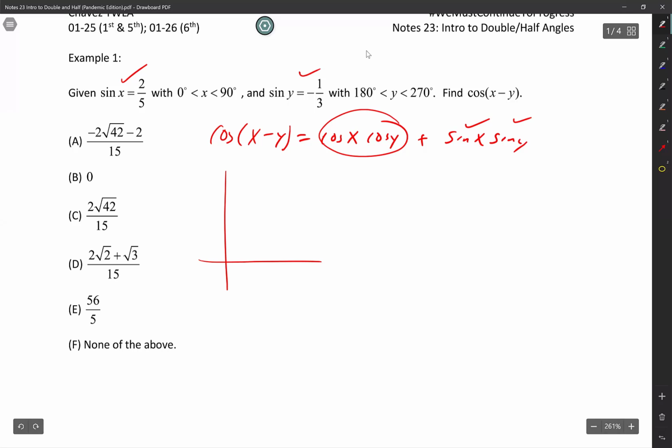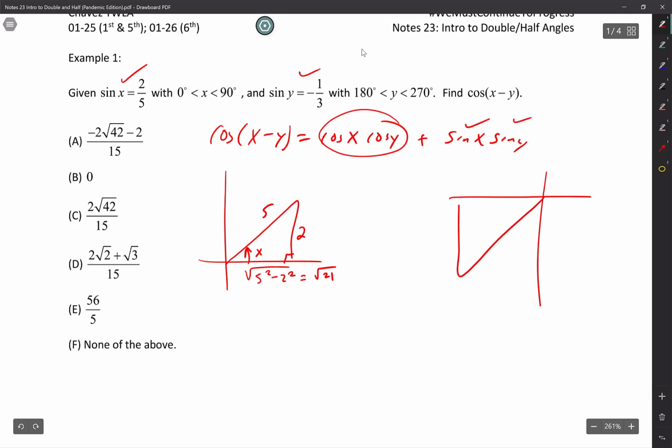So here's quadrant one. Here's angle x. It says sine x is 2/5, so opposite over hypotenuse. So then this leg here must be 5 squared minus 2 squared. So that is the square root of, let's see, 25 minus 4, that's 21. I don't think square root of 21 breaks down. Leave it alone. Then the next one, 180 to 270, that is quadrant 3.